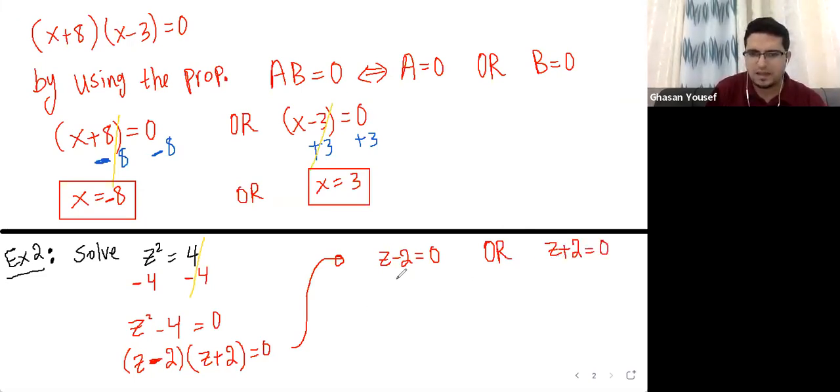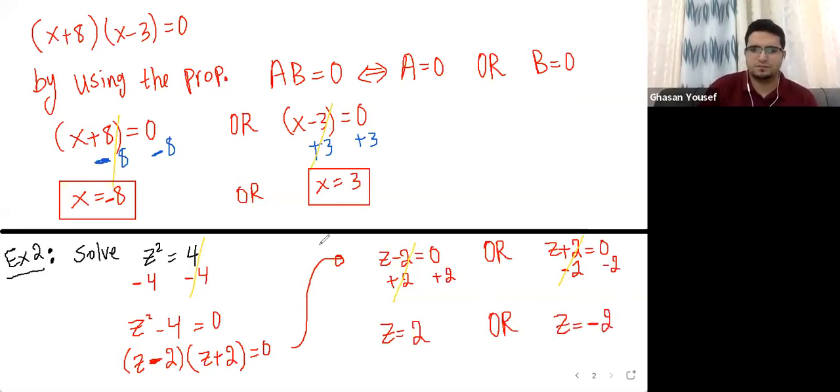So now I add 2 to both sides here, and here I subtract 2 from both sides. When I add 2 to both sides here, this cancels out. Here when I subtract 2 from both sides, this cancels out. So now I get the answer z equals positive 2 or z equals minus 2. Any question for this?